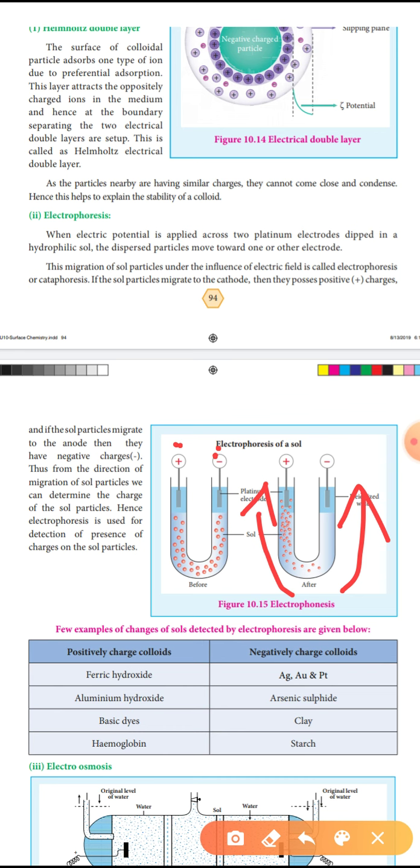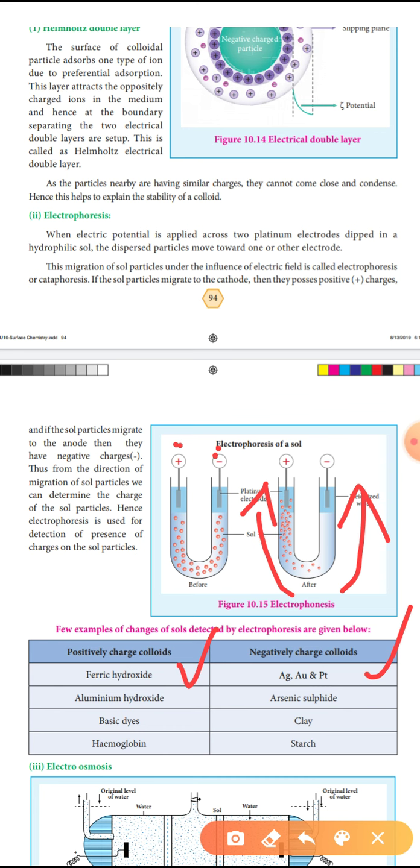See the positively charged colloids. Examples of positively charged colloids and negatively charged colloids: positively charged colloids are ferric hydroxide, aluminum hydroxide, basic dyes, and hemoglobin. Negatively charged colloids are silver, gold, platinum, arsenic sulfide, clay, and starch.